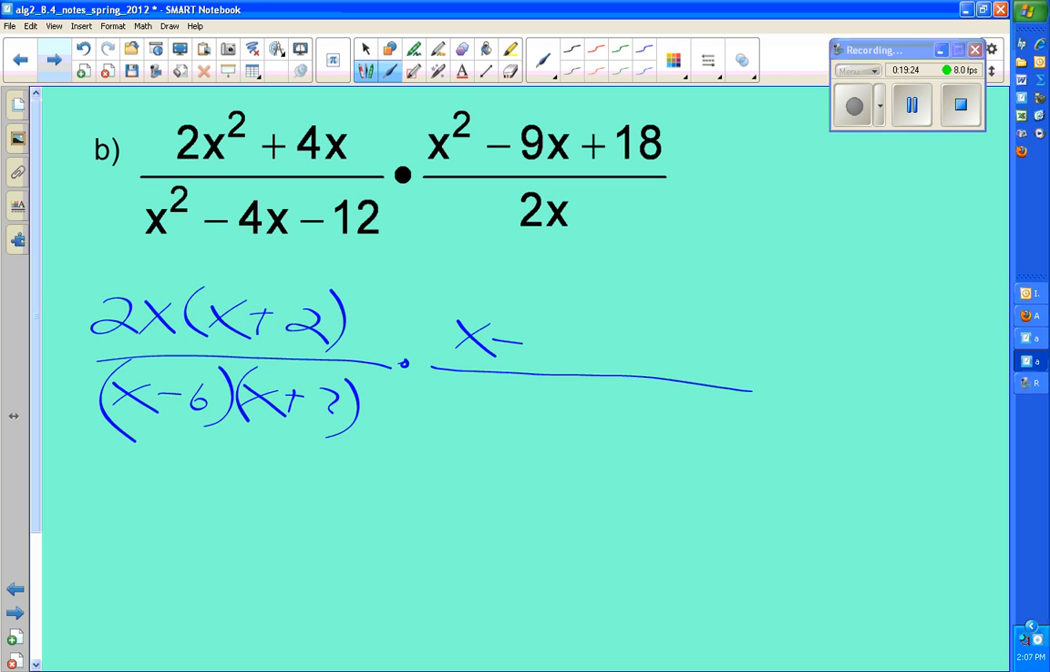What do you want it to be? I need to do it on my own pace. Now, Kyle, what do we get? You're whining again. X minus 6, x minus 3. Right. And on the bottom, stays at 2x.